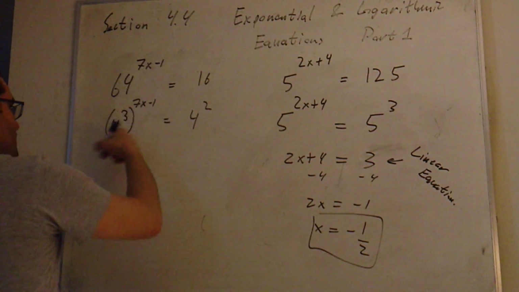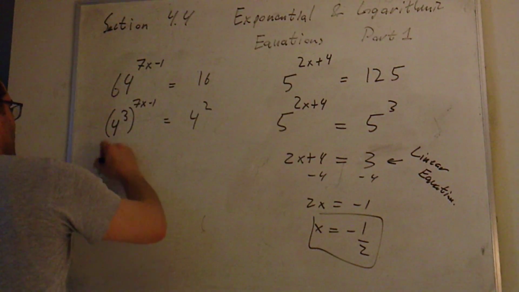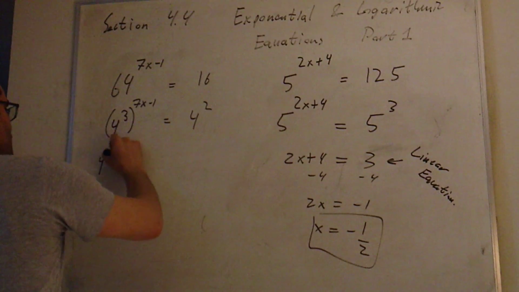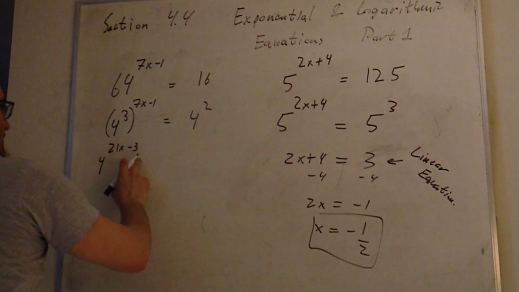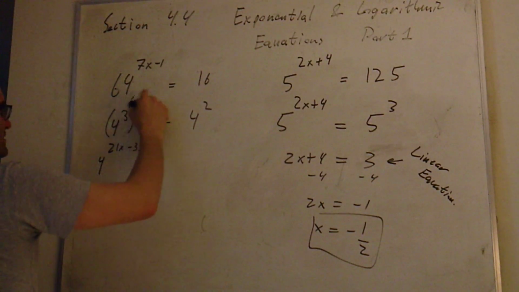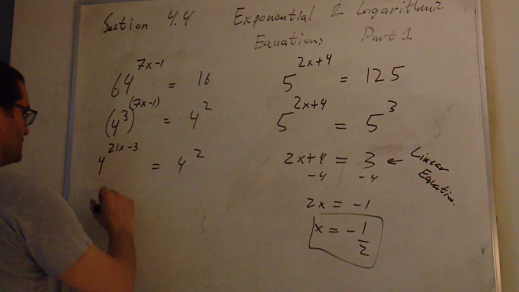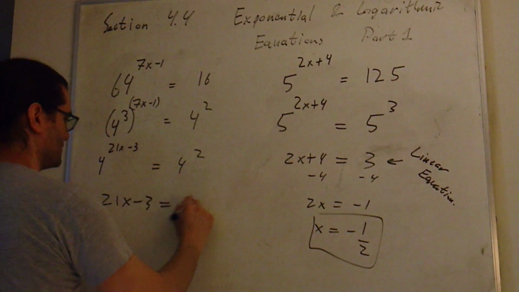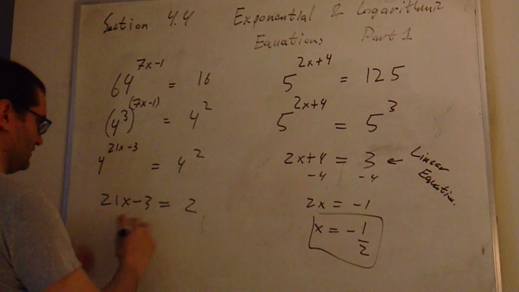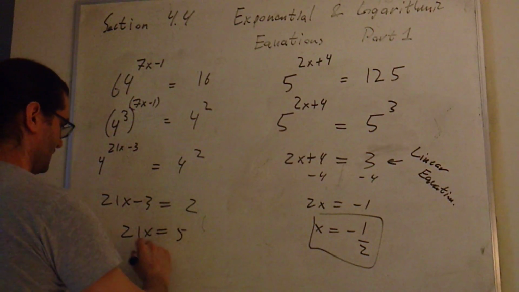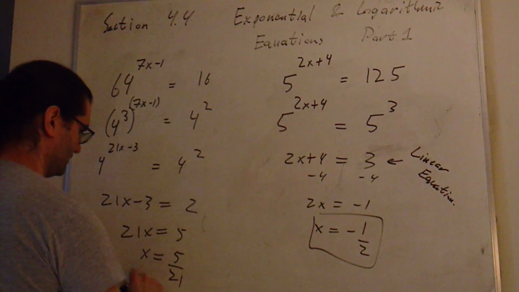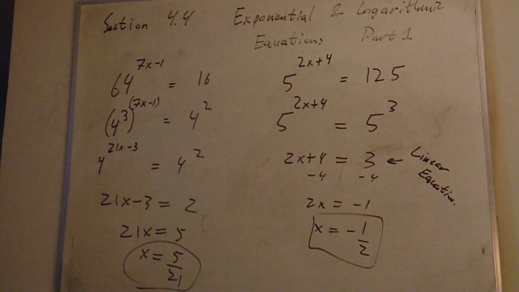So properties of exponents, I can simplify this. This will be 4 to the, I have to multiply these, so we'll get 21x minus 3. You have to distribute this 3 to this entire exponent. Equals 4 squared. So 21x minus 3 equals 2. This is my linear equation. 21x equals 5, and x equals 5 over 21. Not a very pretty number, but it's not bad. It's a fraction. Don't have to get into weird decimals to do it, at least, and that's a plus.